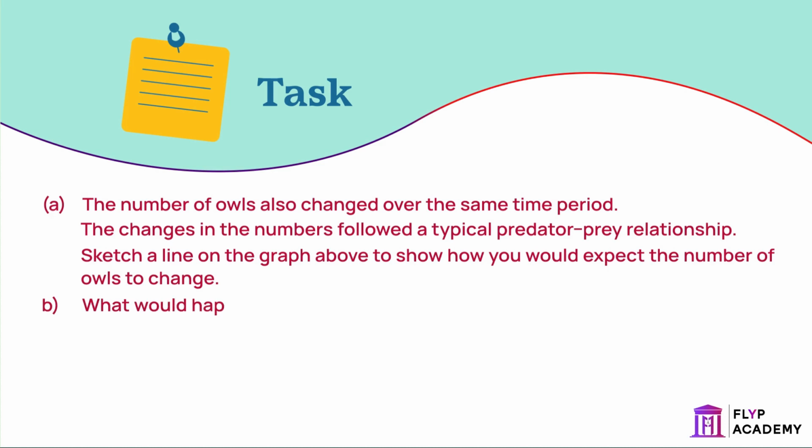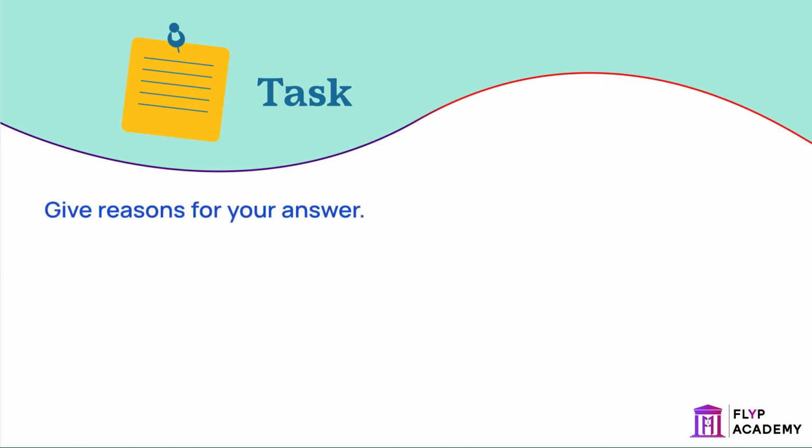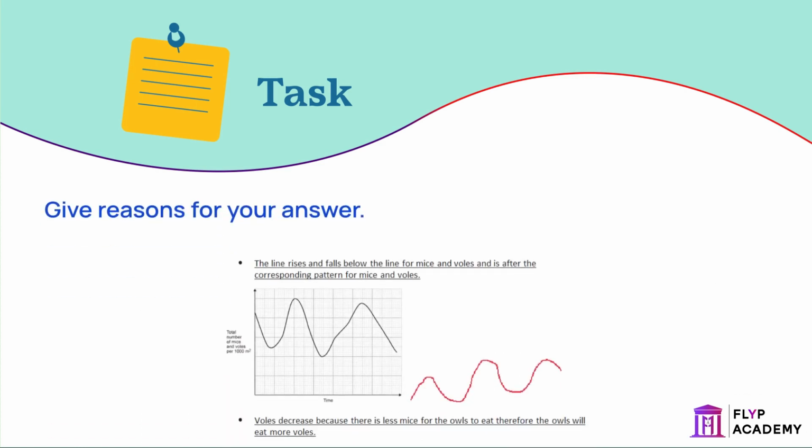B. What would happen to the number of voles if the population of mice decreased? Give reasons for your answer.